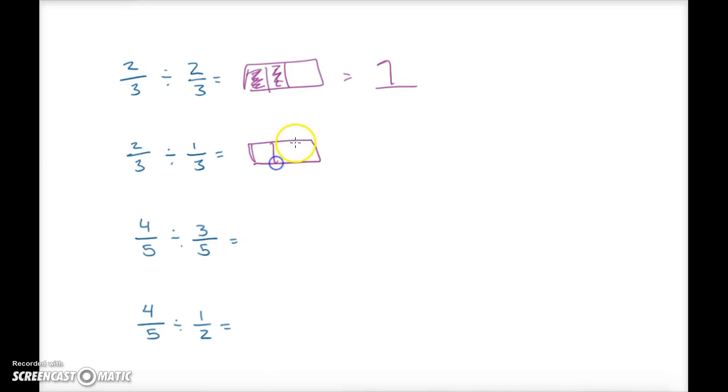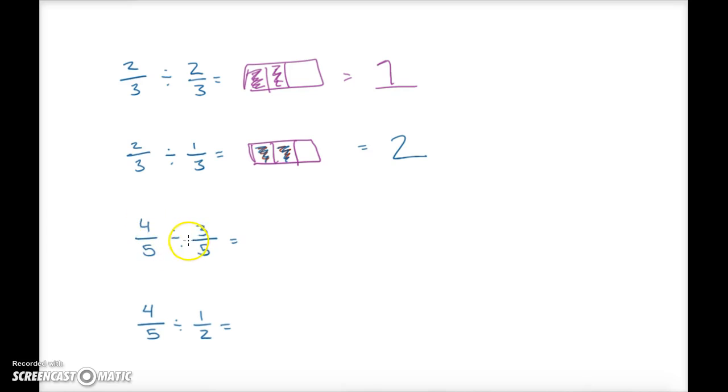2/3 divided by 1/3. You might be thinking to yourself, well, that one's pretty straightforward too. Here's 2/3, and 1/3 is going to be able to go into 2/3 two different times because they have the same denominator. So it's almost like just saying 2 divided by 1. And so that equals 2. Pretty straightforward.